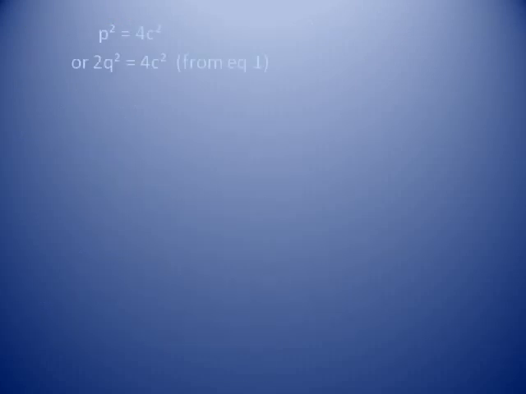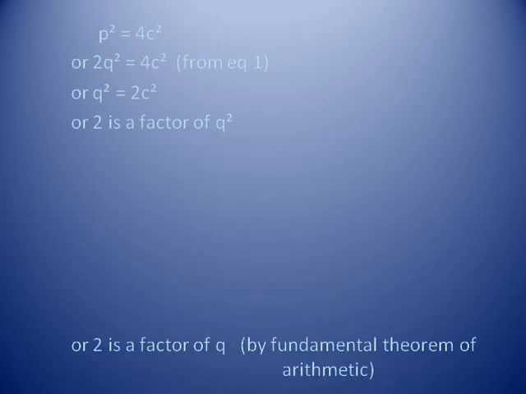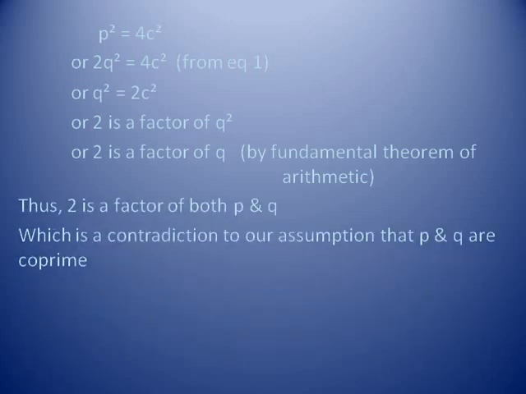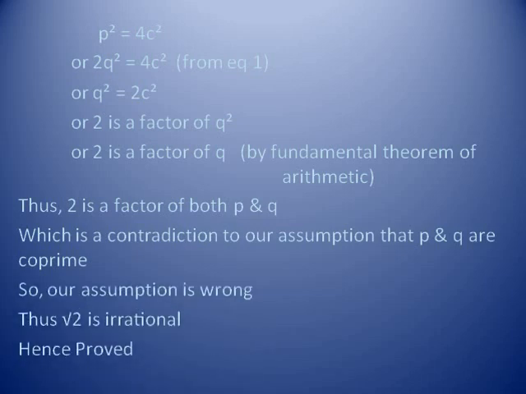Now using equation 1, that is P square equals 2Q square, we can write this equation as 2Q square equals 4C square. Or solving this equation, we get Q square equals 2C square. So from this equation we conclude that 2 is a factor of Q square. Then by the fundamental theorem of arithmetic, we get 2 is a factor of Q. Thus what we see here is that 2 is a factor of both P and Q, which is a contradiction to our assumption that P and Q are co-prime. So our assumption is wrong, thus root 2 is irrational.